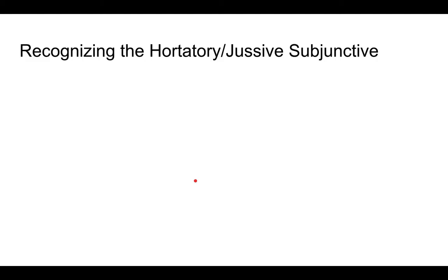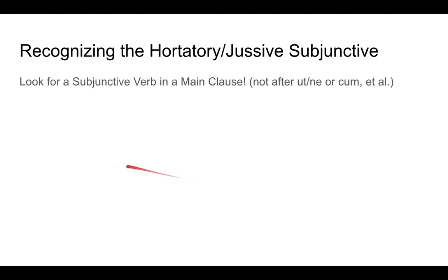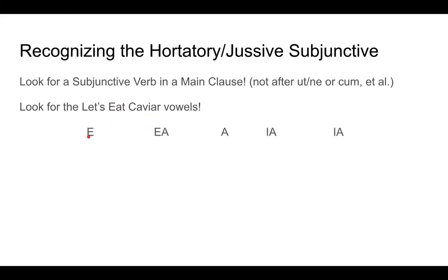All right, so what's it going to look like? Hortatory and jussive look similar. You're going to look for a subjunctive verb in a main clause. This just means that they're not going to be after an ut or a ne, or in a circumstantial clause, or maybe in an indirect question. And you're going to look for that verb to have these let's eat caviar vowels. And in case you forget, that's E, EA, A, IA, and I put third io and fourth right here so we have the full range.